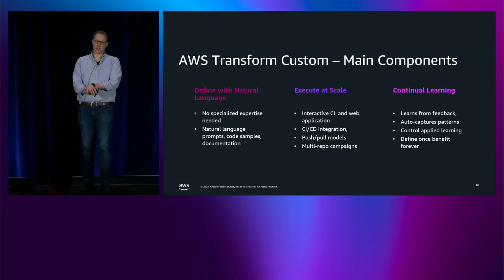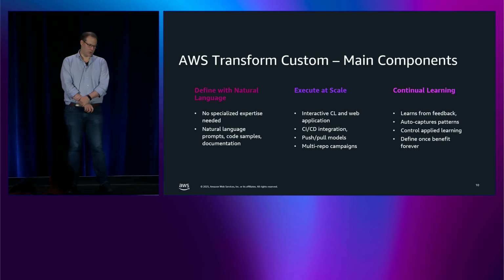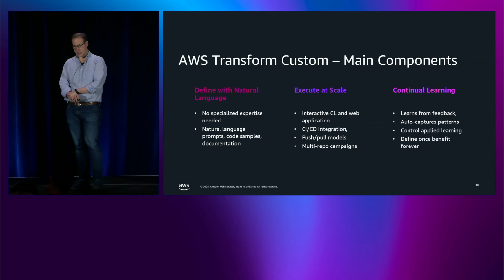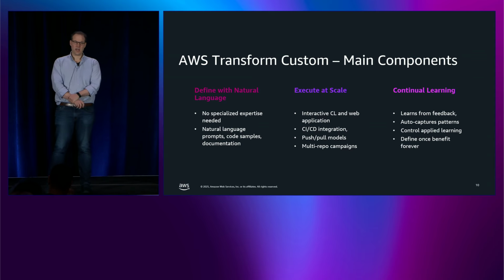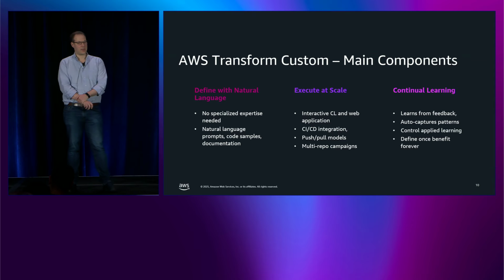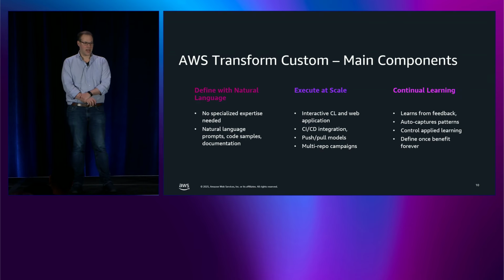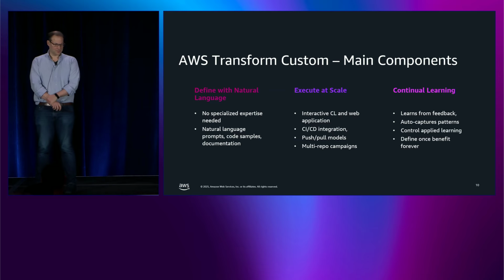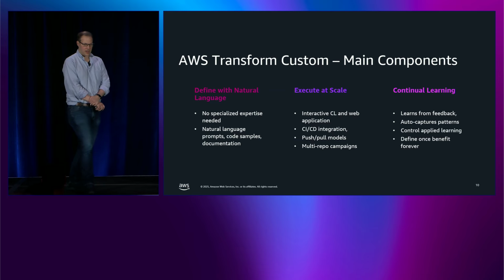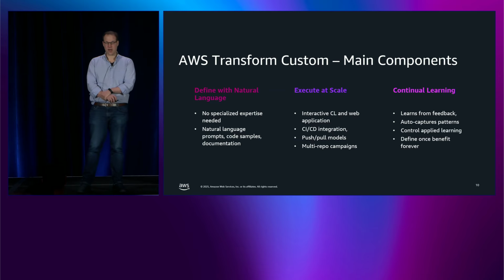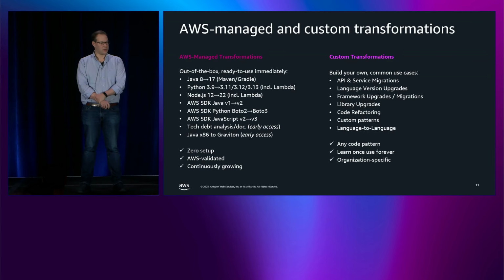Of course, all of this learning can be controlled and access controlled, and the idea is that you can define a transformation once and reuse it across many teams and many repos. That is different than just reusing a migration guide or every team interactively using coding agents.